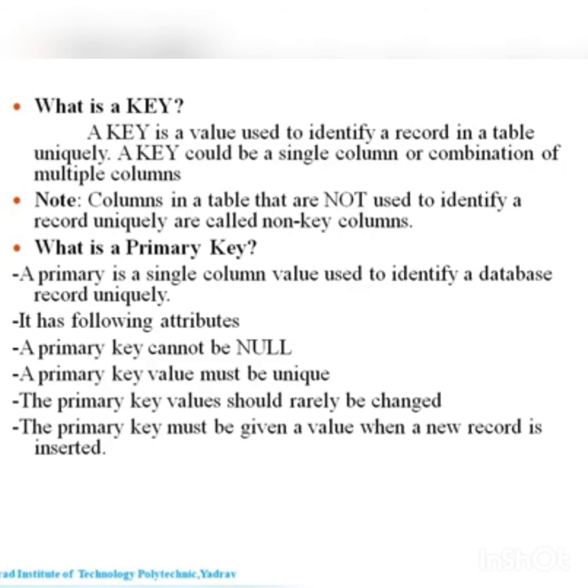What is the primary key? A primary key is a single column value used to identify a database record uniquely. It has various attributes: a primary key cannot be null, a primary key value must be unique, the primary key values should rarely be changed, and the primary key must be given a value when a new record is inserted. This is all about key and primary key. You have to know this before starting the first normal form, second normal form, third normal form and BCNF.